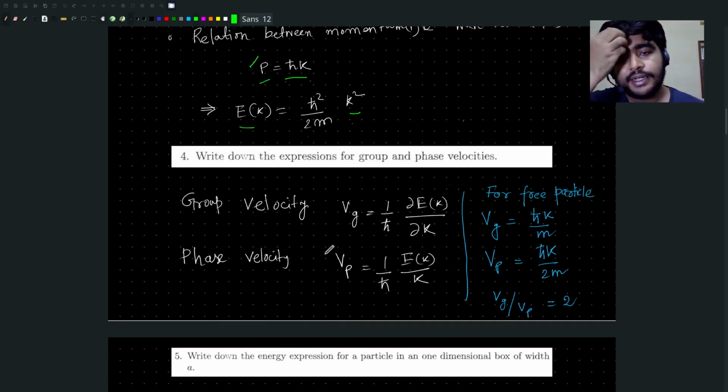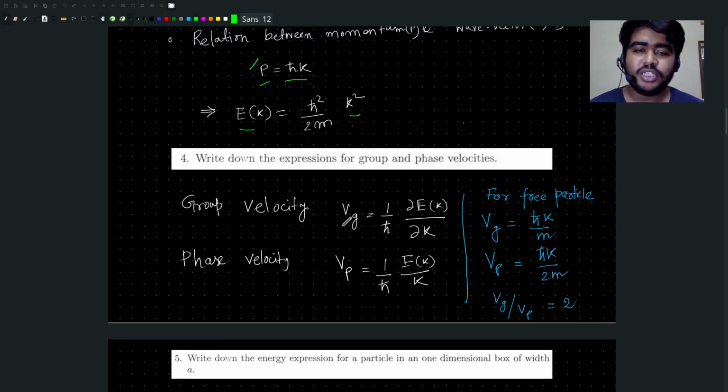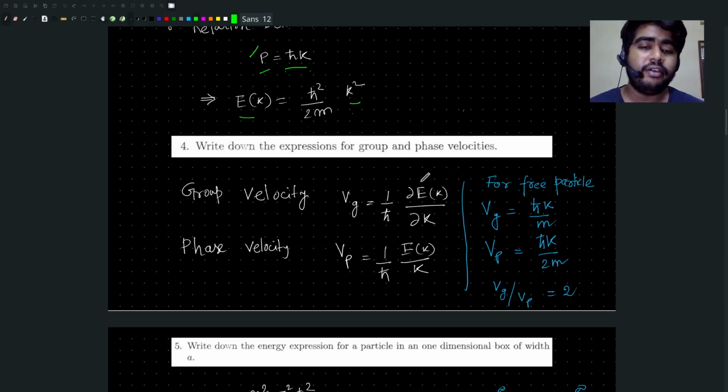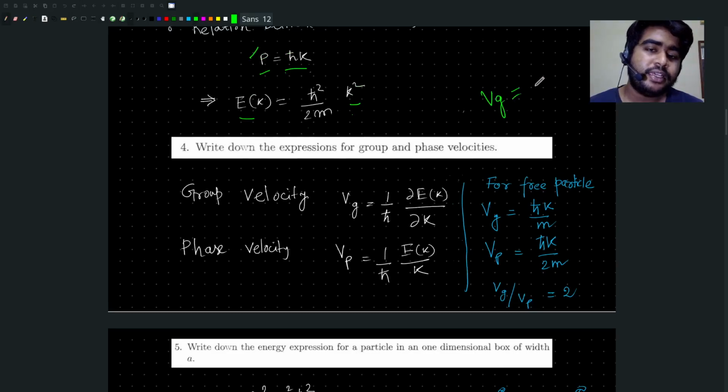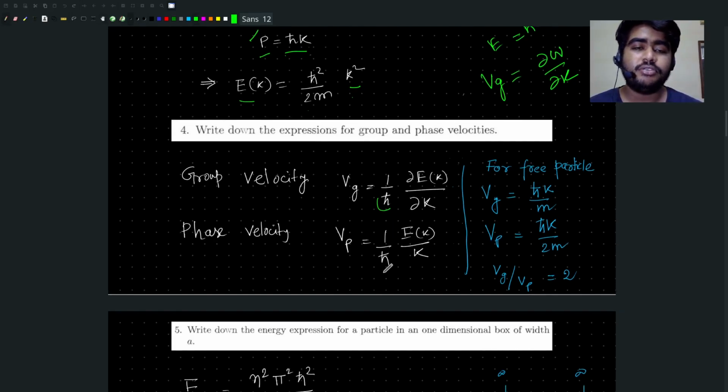Okay, so the next one is to write down the expression for group and phase velocity. From, let's say, wave mechanics, from classical wave optics or waves and oscillations, we know that the group velocity is just the derivative of omega with respect to k. So you know that Vg is del omega by del k. Okay, but you see that this omega is frequency, while energy has the dimension of h bar times frequency, right? So to match the dimension, there is an additional 1 by h bar which is used here.